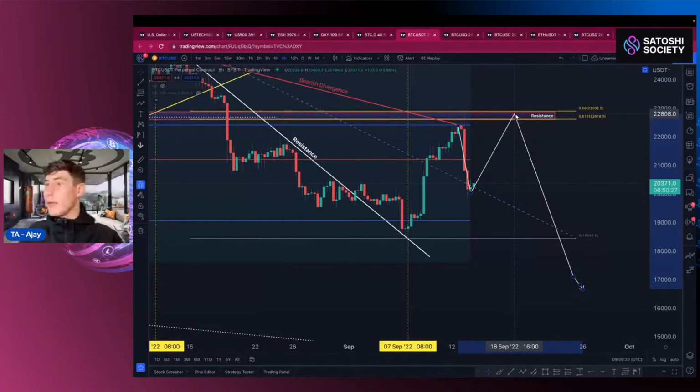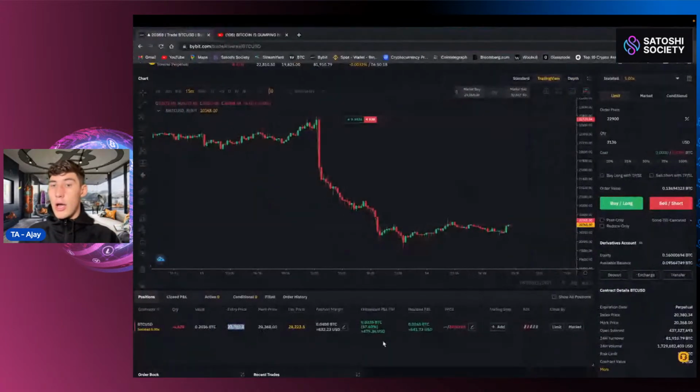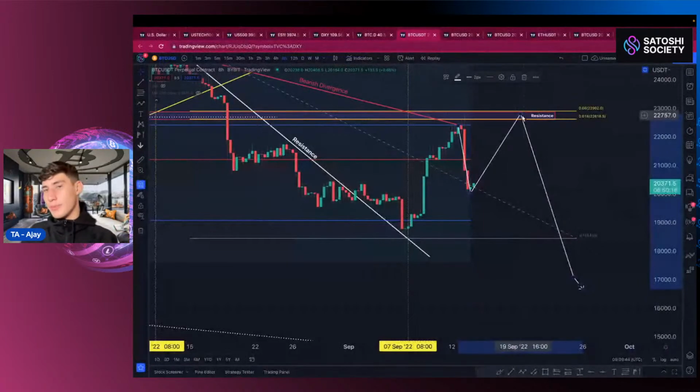Obviously, if I wasn't in a short position, I would be looking to enter a short position here. But because I'm already in that short position, I am going to be looking to add on to that short position once we get back up here, if we get back up here. So that's what I'm going to be looking at.